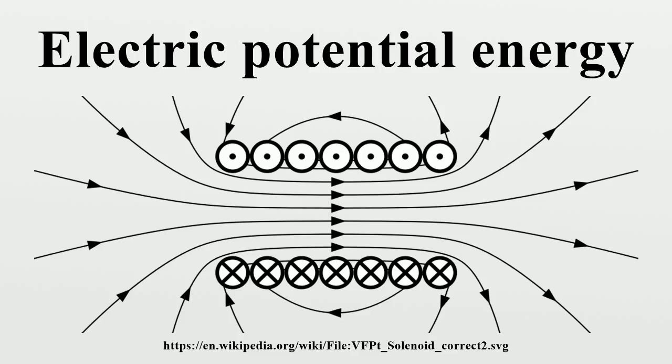The term electric potential energy is used to describe the potential energy in systems with time-variant electric fields, while the term electrostatic potential energy is used to describe the potential energy in systems with time-invariant electric fields.